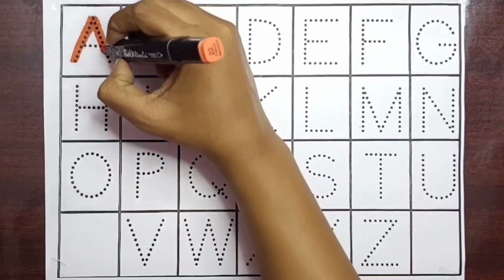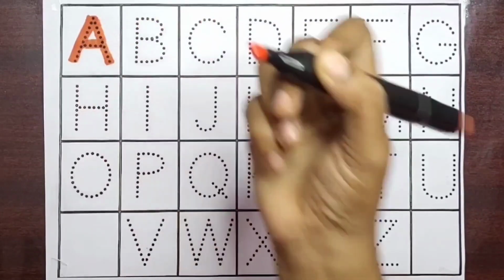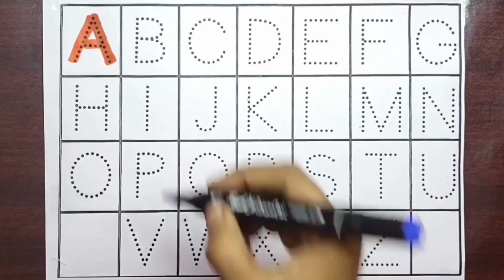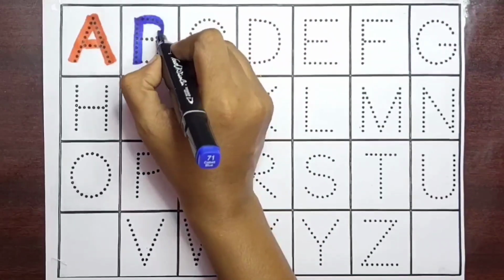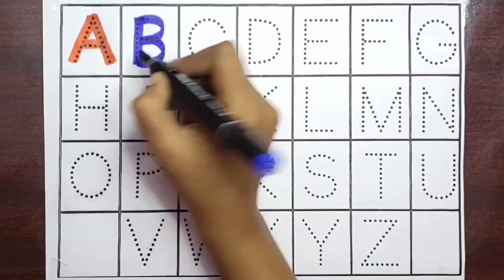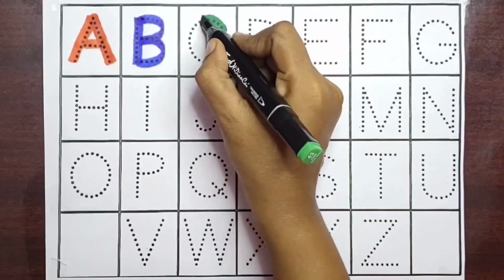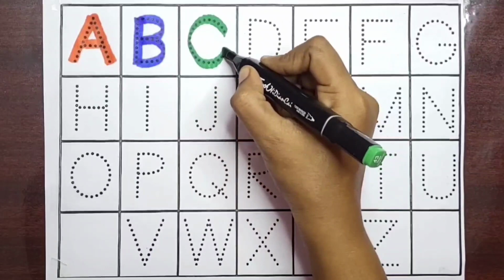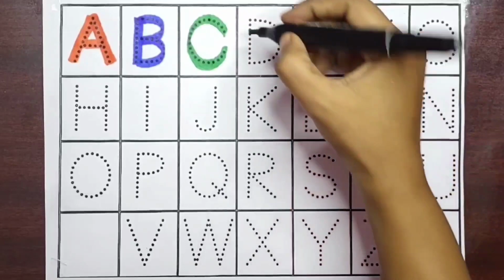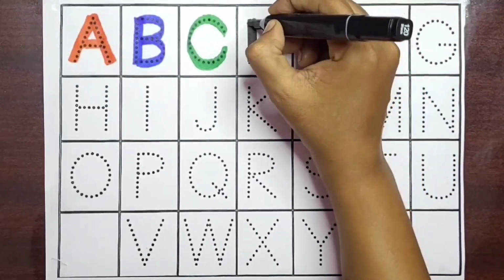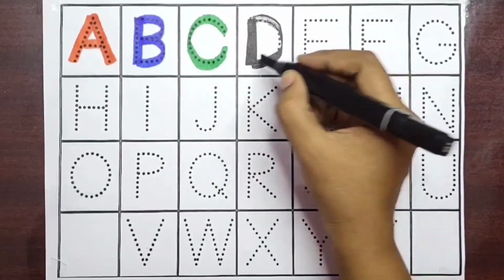A for apple. A for ant. B. B for balloon. B for buffalo. C. C for cow. C for cat. D. D for dolphin. D for donkey.